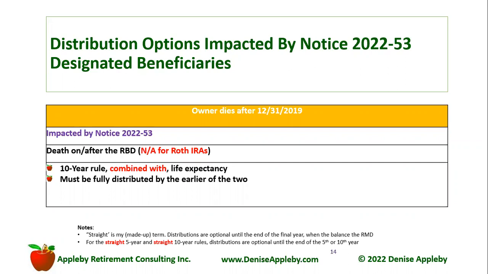Now, if the account owner died before the required beginning date, the straight 10-year rule applies, distributions optional from years 1 through 9, gotta empty the account by the end of year 10. But if the account owner died on or after the required beginning date, then annual RMDs must be taken. But if they don't take it for 2021 and 2022, there's no 50% excise tax. And yes, they must continue taking distributions over their life expectancy for the remaining 8 years.